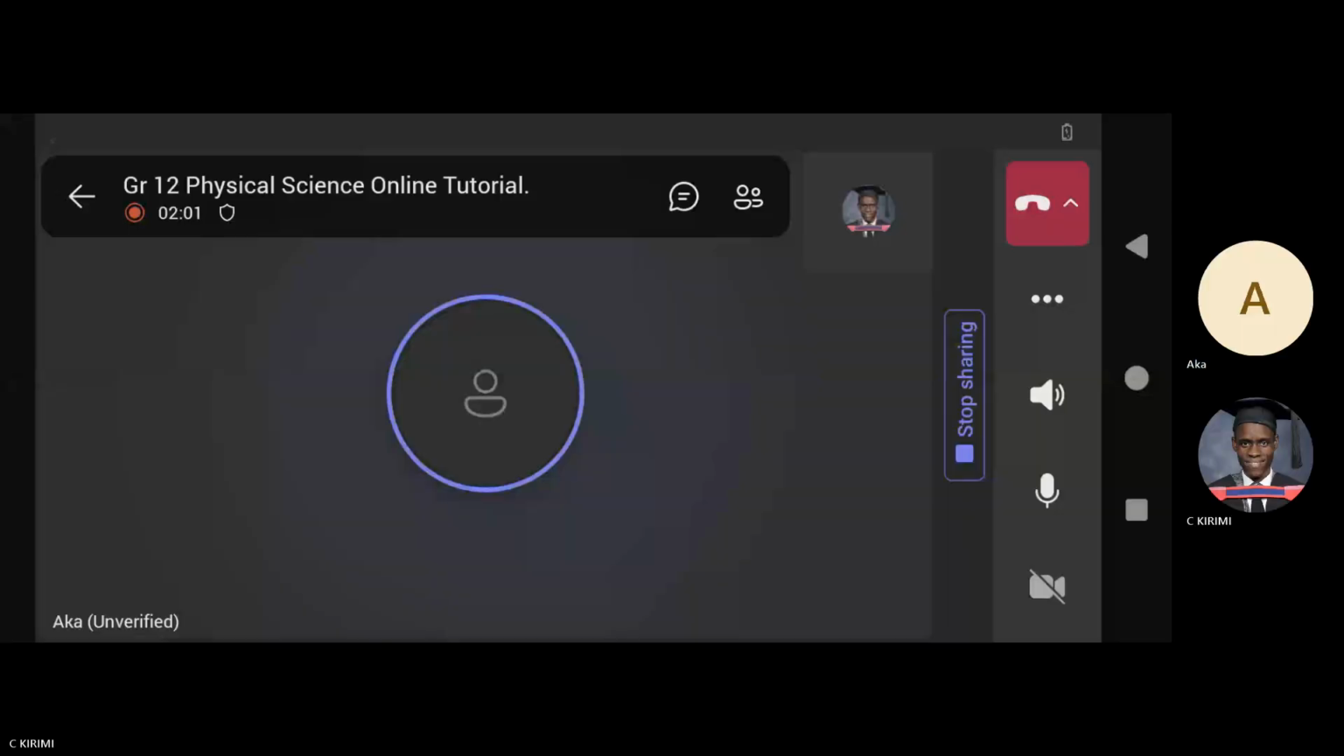Is the screen sharing there? No, the screen is not sharing. How about now? Oh yeah, it's better now.